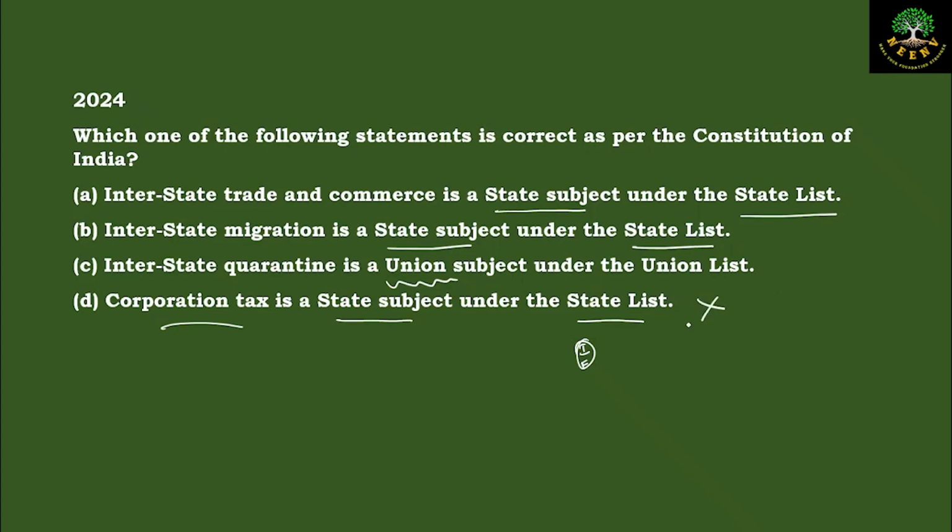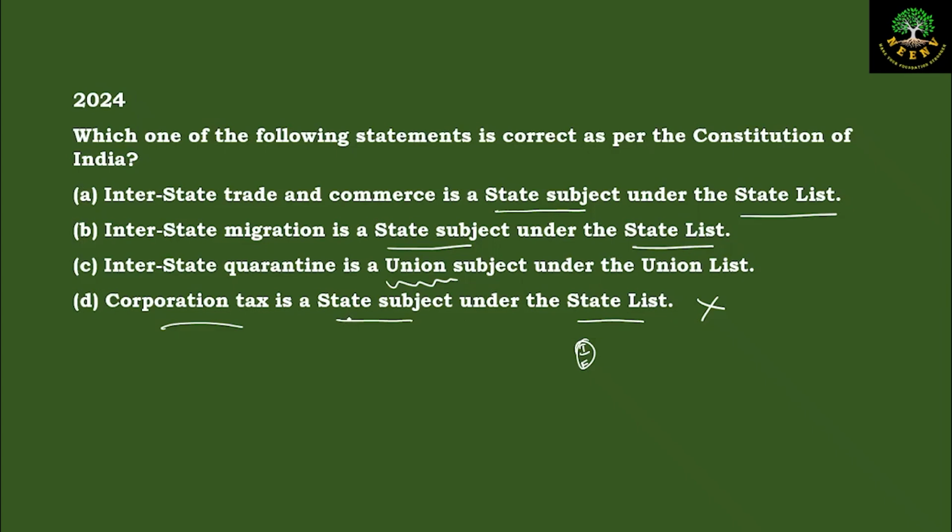But if the question was about the taxes on agriculture, then it would have been the state list. It is a different thing that the state governments don't levy tax on agriculture, but the states do have the power to levy taxes on agriculture, whereas the central government has powers with respect to the income tax and the corporation tax, which is also known as the corporate tax. So option D is eliminated.